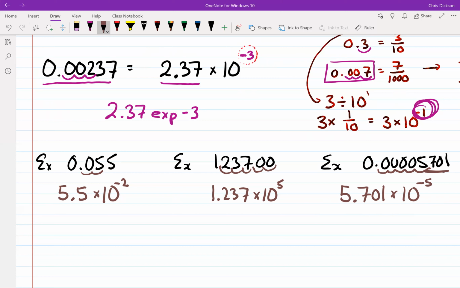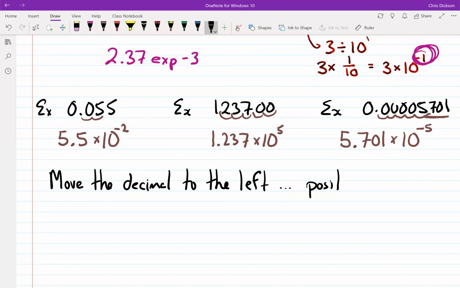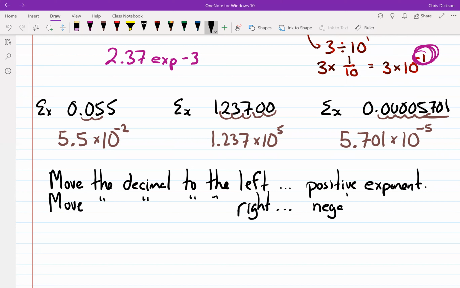Okay, so that could be tricky if you've never done that before. So let's just write a few quick rules on that. So if we move the decimal to the left, we have a positive exponent. And if we move the decimal to the right, we have a negative exponent.